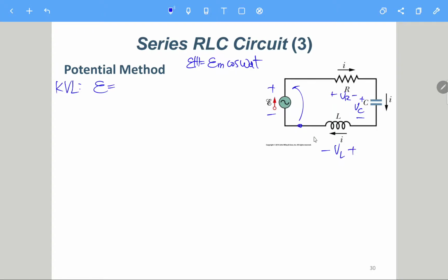But in the other direction, we can go this way and this way. From here to here, we have VR. And then from this point to this point, we have plus VC. And then from this point to this point, we have plus VL. Still we have I equals C dVC/dt, and also VL equals L dI/dt.